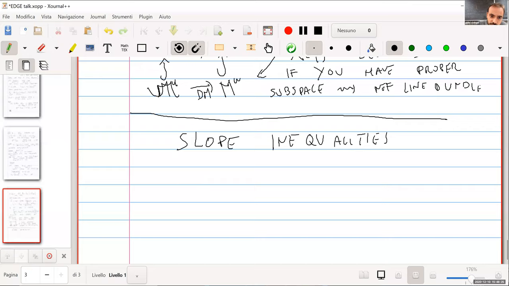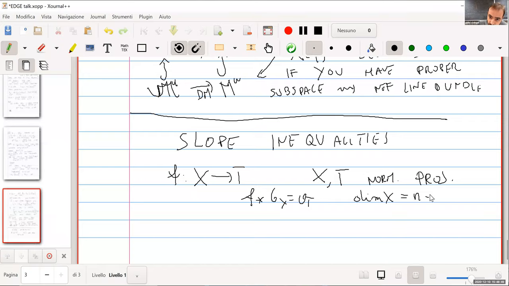So the setup is the following. You have f from X to T, now with the standard assumptions: X, T are normal varieties. Normal is important here. Projective, f lower star of O_X is O_T. The dimension of X is m plus one. The dimension of T is just one, so T is a smooth projective curve. And then also we need f to have a generic fiber.